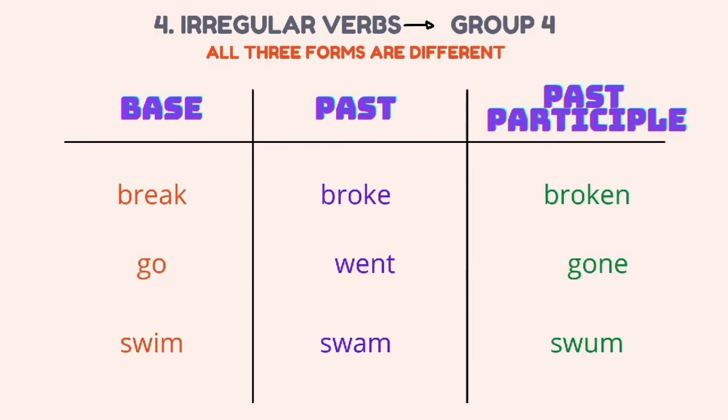Okay, for the last group, all three forms are different. Now, look at example number 1, break. Look at all three forms of the verb: base, past, and past participle form. All of them are different. From the base break, we will change it to broke in past. For past participle, it will change again to broken. So that's what it means when all three forms of the verb are different.